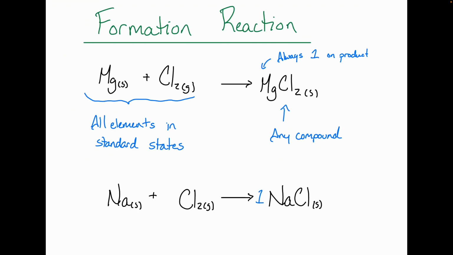So we're going to break our balancing rules here. We're allowed to have non-integer values on our reactant side when we balance. By that I mean I'm going to have to put a half out front here to balance my chlorines. And that's okay, specifically because it's this formation reaction here, and I'm trying to keep a 1 on my product side.